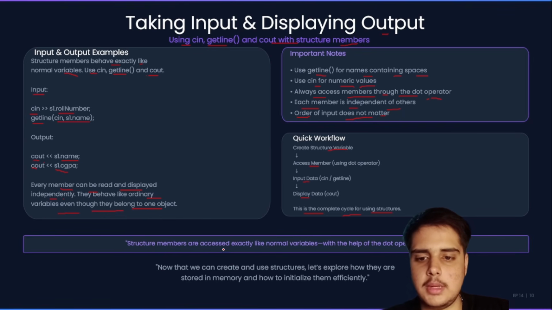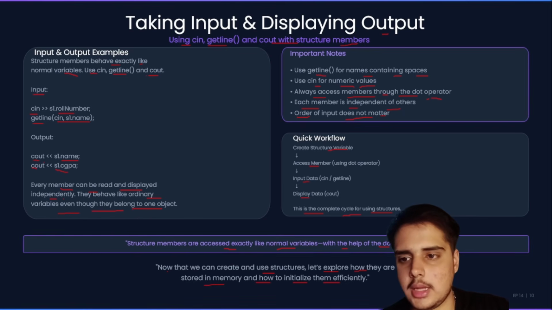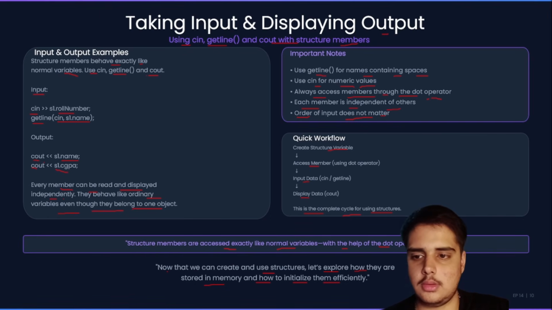So structure members are accessed exactly like normal variables with the help of the dot operator. And now that we can create and use structures, let's explore how they are stored in memory and how to initialize them efficiently. As I have explained, you can use cin and getline to work with this. So this is very important, and let me show you this also in VS Code.